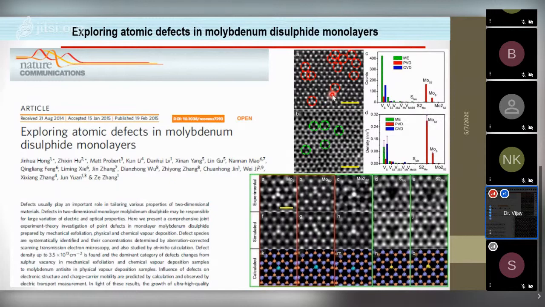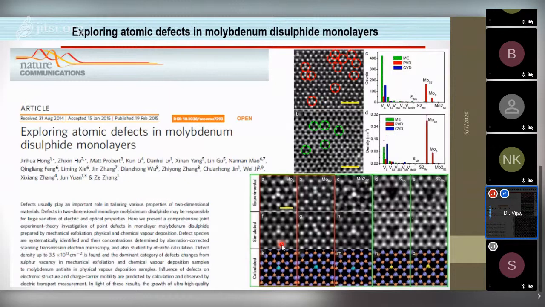And in the anti-site, instead of two sulfur atoms, there's a single molybdenum atom. Instead of two sulfur atoms, there are two molybdenum atoms, or the vacancy here. So these are the different possibilities they found through experimental simulation and DFT calculations.